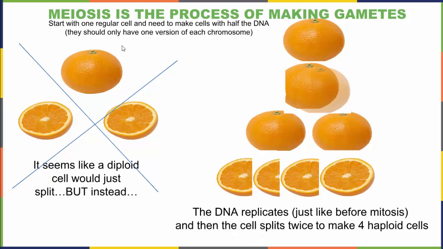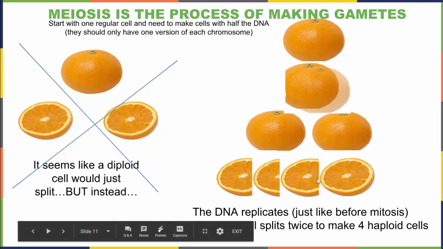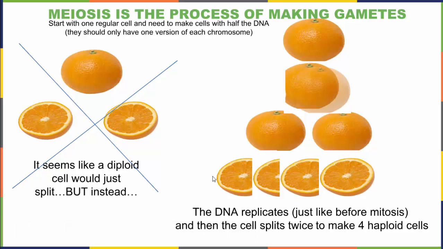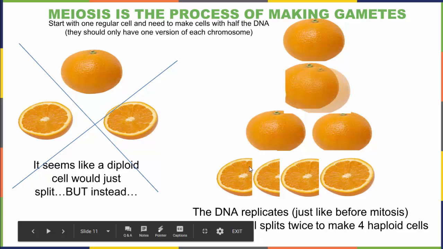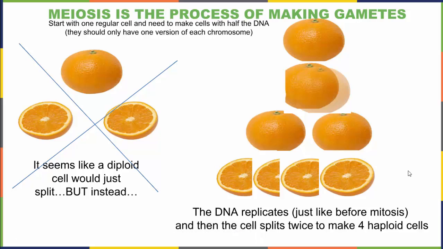So instead of doing the easy thing and just taking a diploid cell and dividing the DNA in there into 2 haploid cells, first we replicate the DNA, we split it once, and then we split it again. So the result of meiosis, instead of just being 2 haploid cells, is that we make 4 haploid cells. Replicate the DNA, split it once, split it twice, and then we end up with 4 haploid cells.